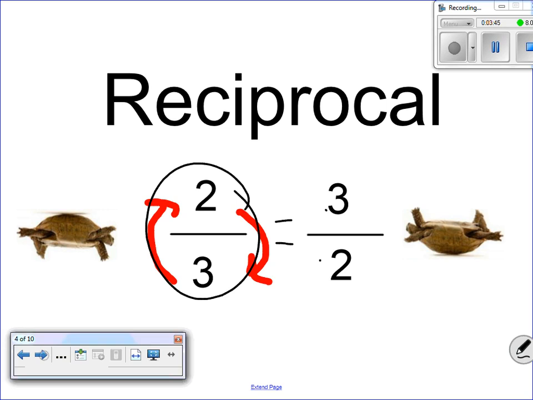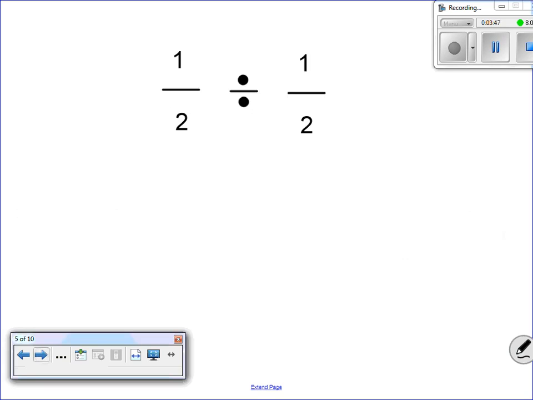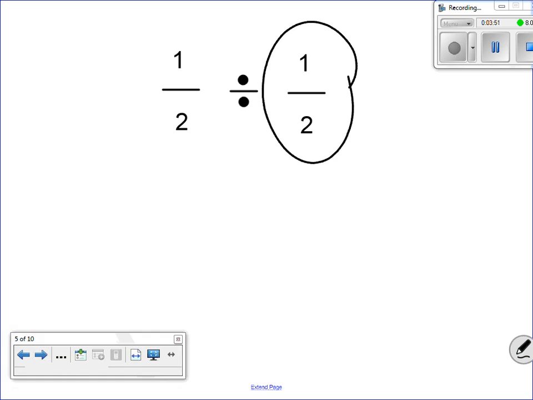For example, you have half divided by half. You find the reciprocal of this number. So watch. It's half, and the reciprocal would be 2/1. Once you find the reciprocal, kids, you multiply. It's that simple. And once we're multiplying, we know what to do, right?